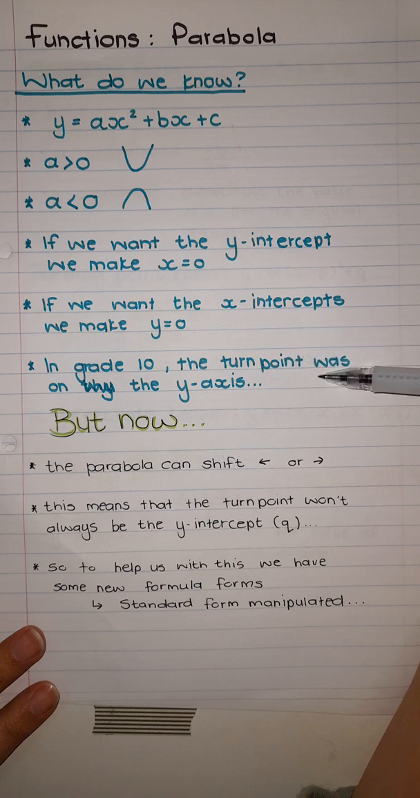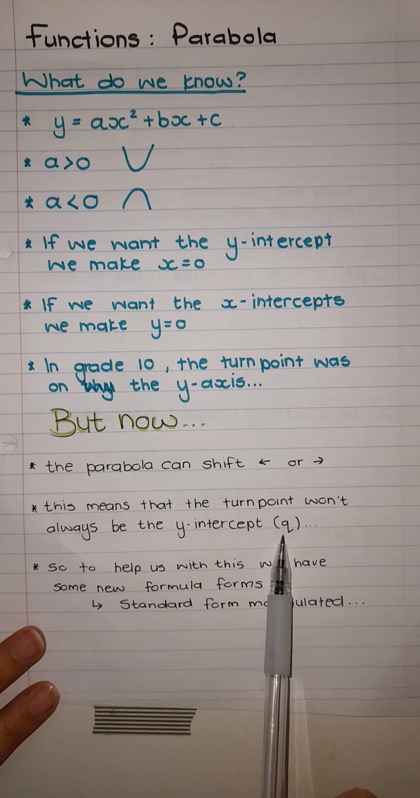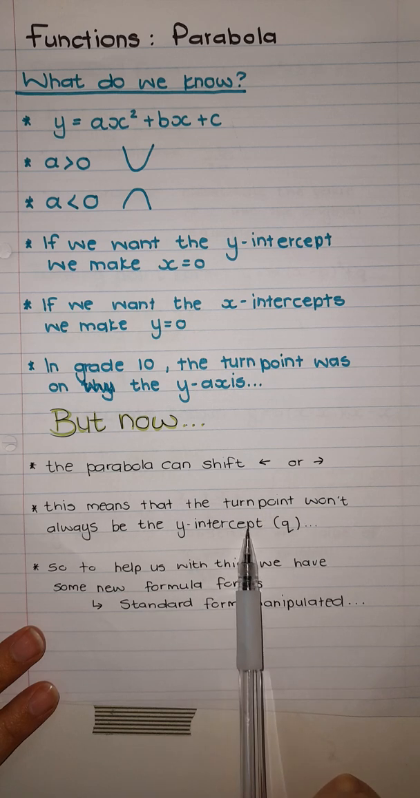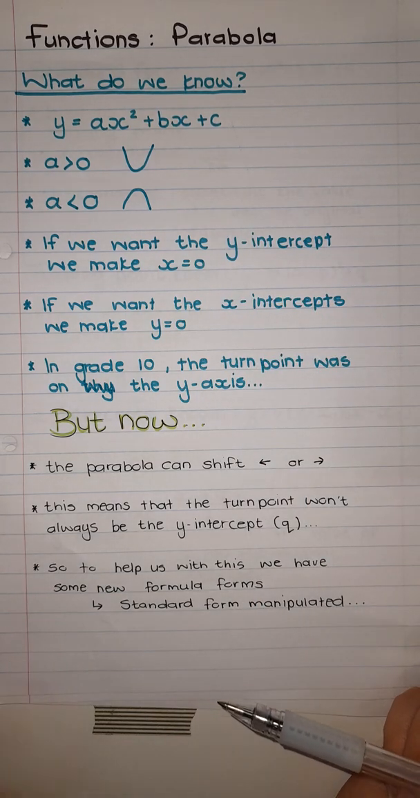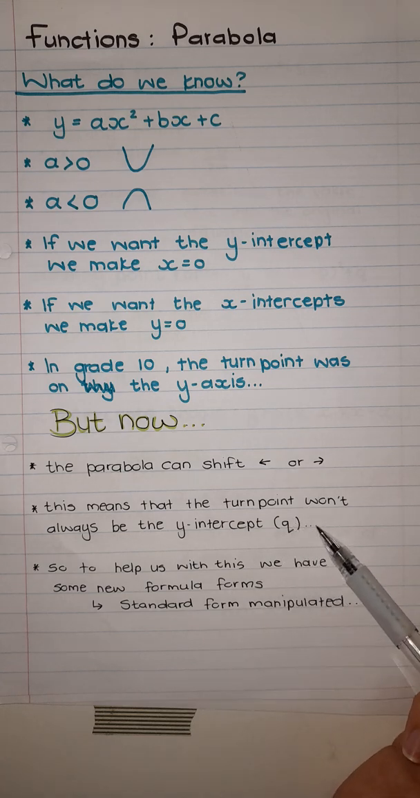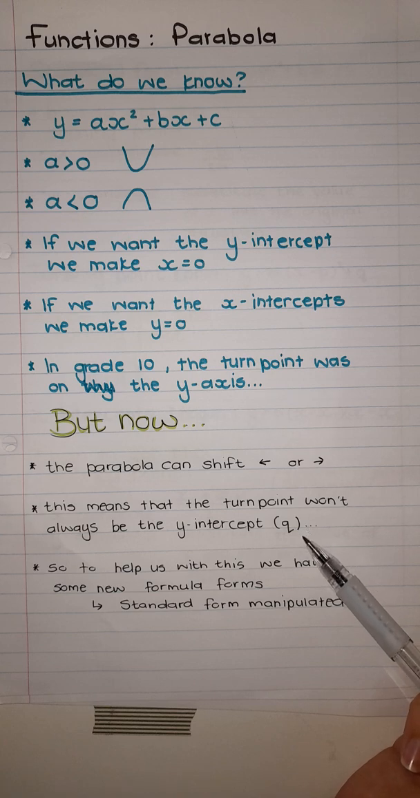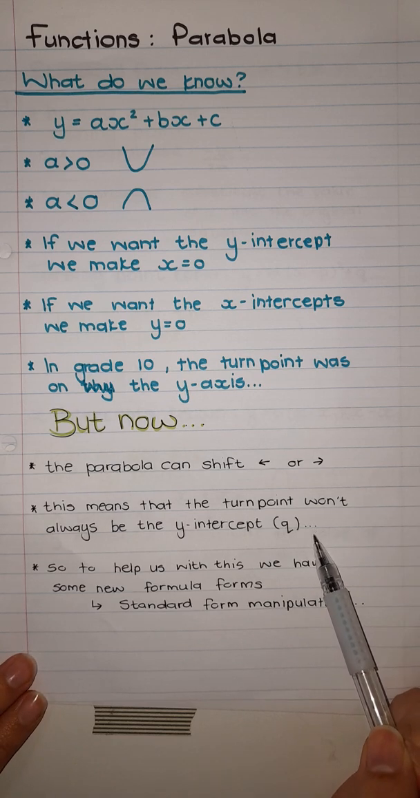In grade 10, the turning point was always on the y-axis, and we called it q. But now, in grade 11, our parabola can shift left or right, which means the turning point of a parabola won't always be on the y-intercept, which is q, or in this case, c. Earlier when we did our quadratic formulas, I mentioned this briefly. I don't know if you remember, but this is where it comes into effect.